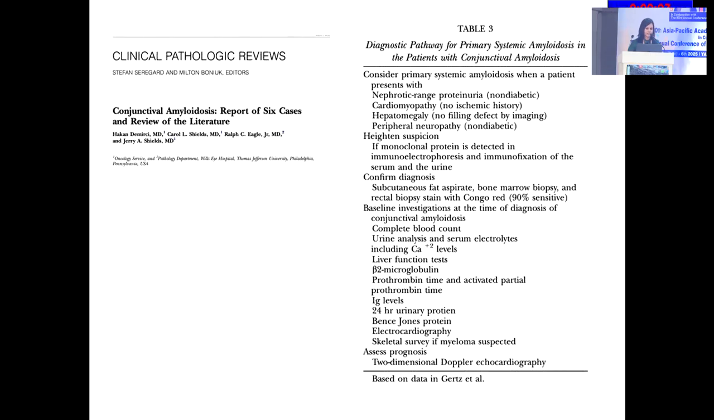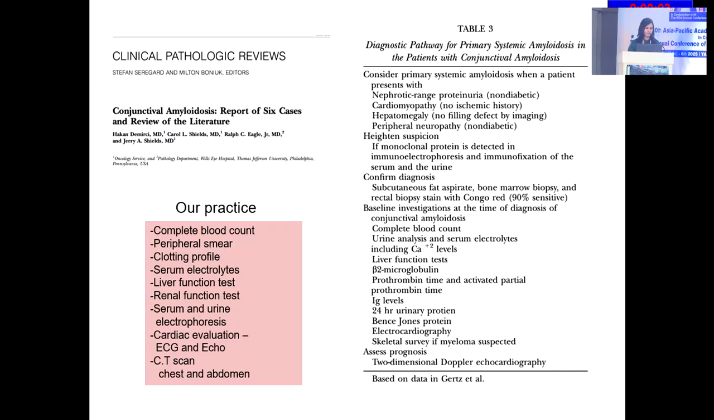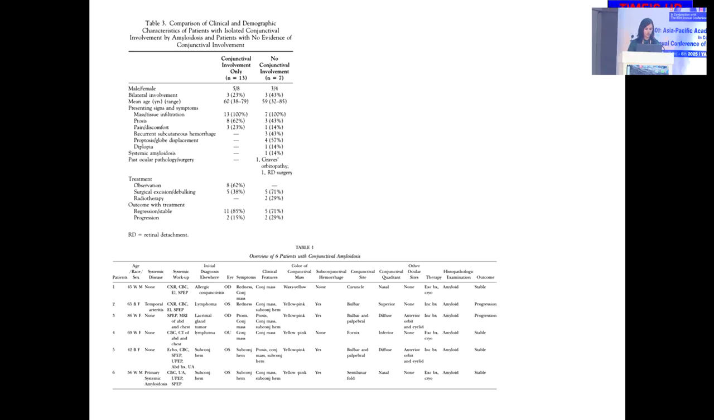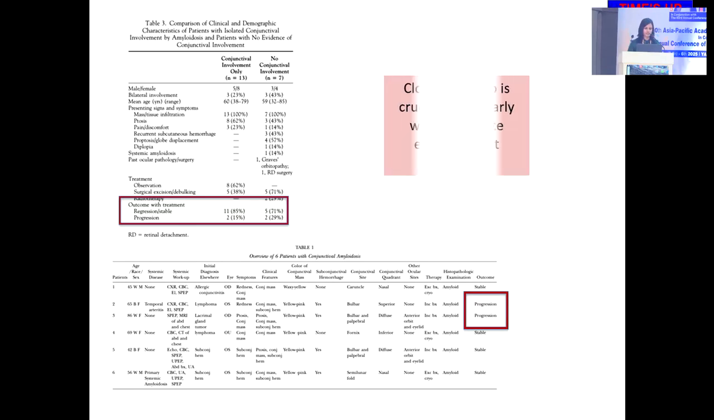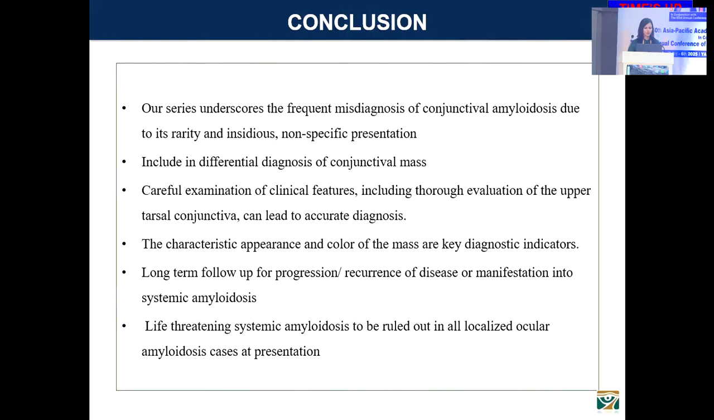This is a paper by Shields which shows the tests that should be done. In our practice, we follow these lists of tests for all our cases, and a very close yearly follow-up with the tests has to be done because progression is known. So I would just like to conclude that this is a very rare disease, but we can see it, especially if you have an ocular oncology practice. And because of the life-threatening implications, it is important to detect it and hence have a multidisciplinary approach to diagnose systemically and to keep them on follow-up.